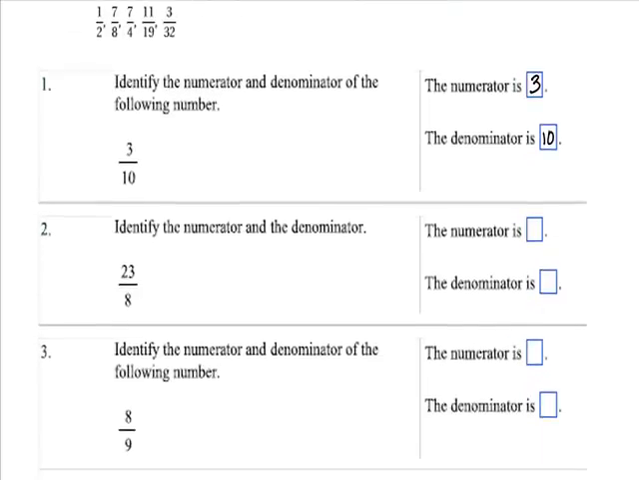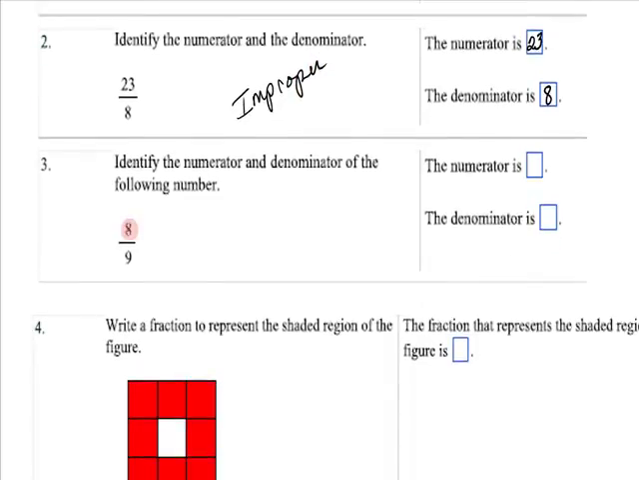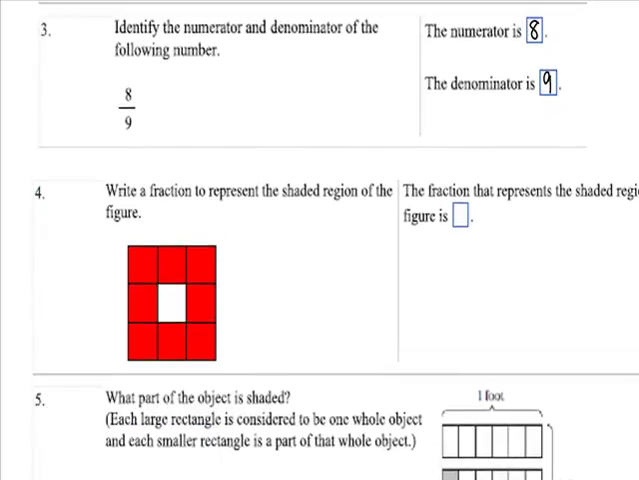The next fraction, by the way, this happens to be called an improper fraction because the numerator is larger than the denominator. The numerator is the number 23, the denominator is 8. It does not ask, but it is improper. Number 3, the numerator is 8, the denominator is 9. That's all there is to those.